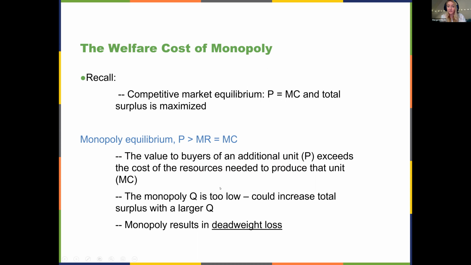So because of this, a monopoly produces a quantity that is technically too low, or not enough, compared to what would have been produced if the market was perfectly competitive. And because a monopoly produces a quantity that is too low, we call this a deadweight loss to society.